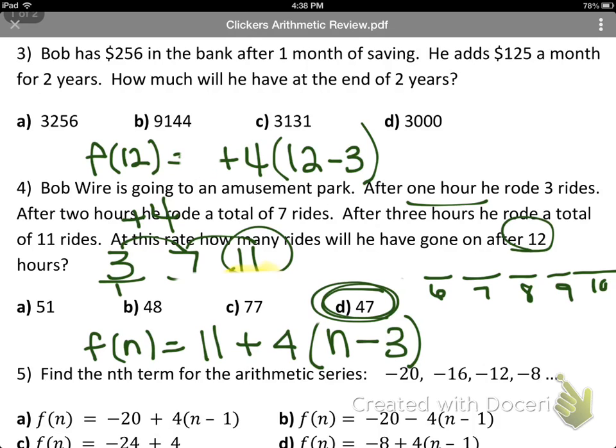If you prefer to use the first term, that would change this to be a 3 here, because the first number is a 3. And that would change this to be a minus 1 because you're taking away the first number. And again, we're still going to end up with 47.